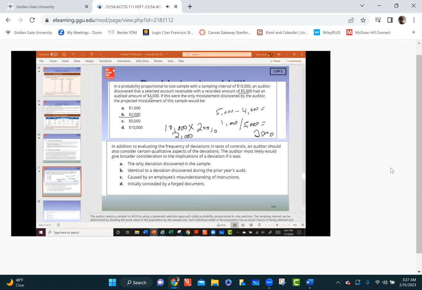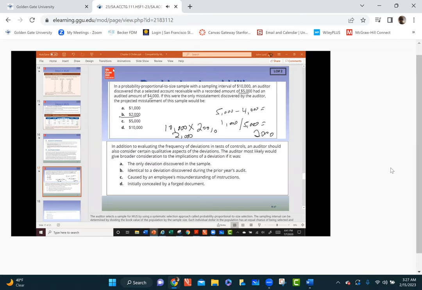Choice D is the correct answer. What would give broader consideration to the implications of the deviation if it was initially concealed by a forged document? Think about it. Go all the way back to client acceptance. We said that we want to avoid accepting a client whose management lacks integrity, right? Now we're in the substantive phase. We're way down the road. We're in the testing phase of our audit now, and we're going to be evaluating the audit results to see how it affects our opinion.